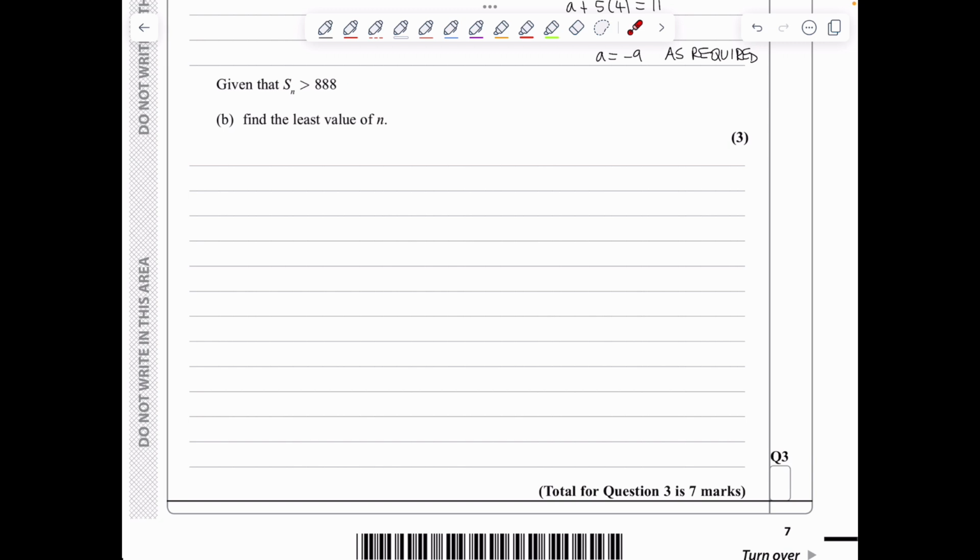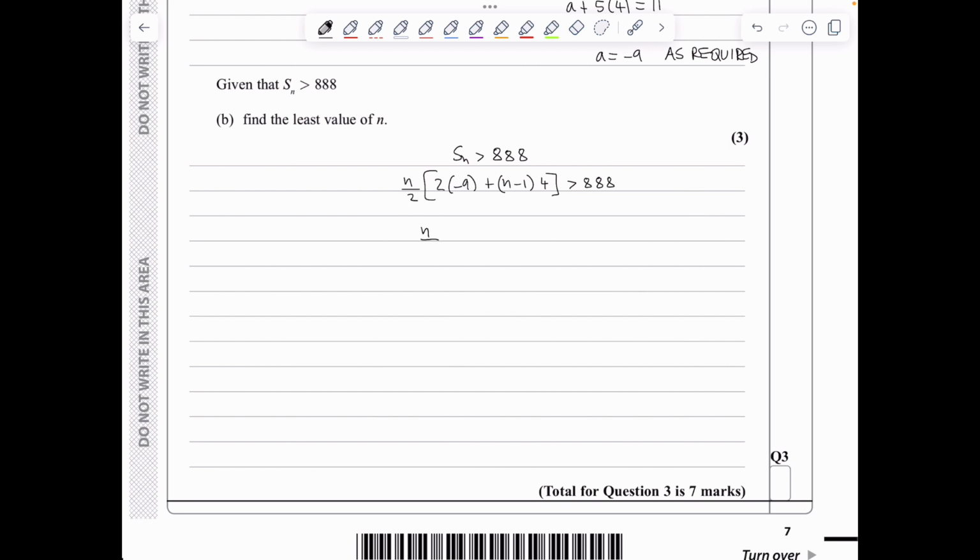In part B, we're given that Sn is greater than 888, and we need to determine the least value of n, so we need to solve this inequality here. I will start by substituting in the formula for the sum of the first n terms. We've got n over 2 times (2a, a was found to be negative 9, plus (n minus 1) times the common difference of 4), and this is greater than 888.